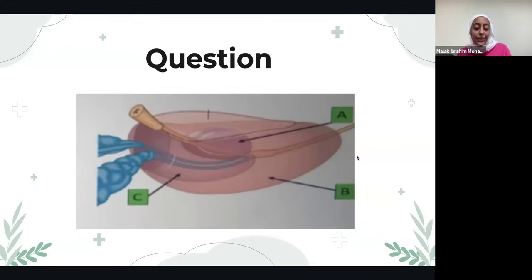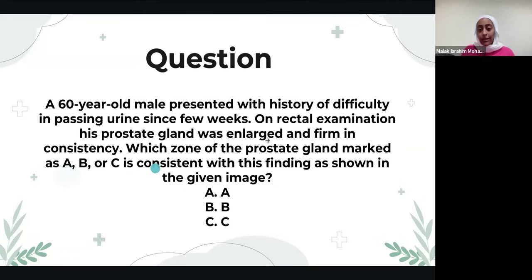Some people are saying C, or some people are saying A. Think about it again. Let me show you the question again. It's saying that it's enlarged, firm, with difficulty in passing urine. And what structure is it surrounding, or what structure is getting compressed?